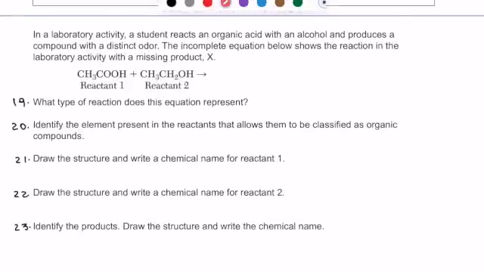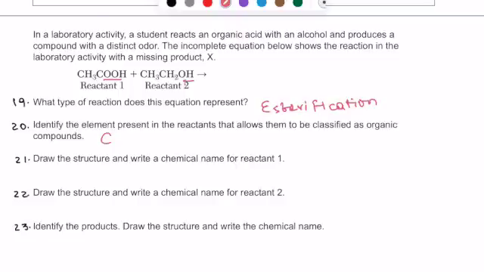What type of reaction does this equation represent? We see that we are reacting an organic acid, COOH represents an organic acid, and an alcohol. So this is actually esterification. Identify the element present in the reactants that allows them to be classified as organic compounds. The one element that makes them organic is carbon. Please don't say anything else.